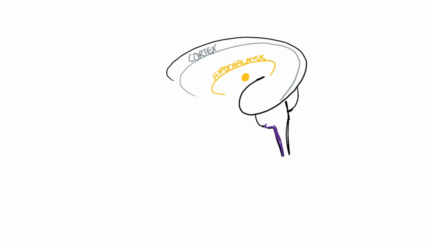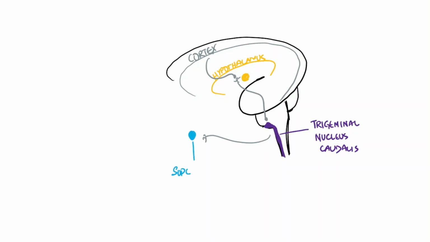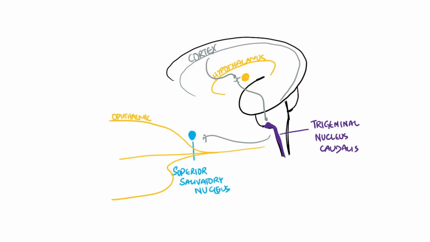Next, in purple, I'm going to draw the trigeminal nucleus caudalis. All of these 3 things are connected together. So the cortex is connected to the hypothalamus, and then in turn that is connected to the TNC. The trigeminal nucleus caudalis is then connected to the superior salivatory nucleus. And after that, we're going to draw the 3 divisions of the trigeminal nerve: the ophthalmic division, the maxillary division, and the mandibular division.